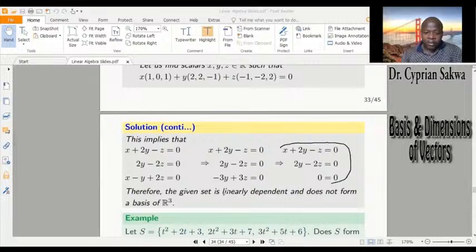So therefore, the given set is linearly dependent and does not form a basis of R3. It's linearly dependent because you can see from this last row, and if you don't know how to tell that, you can look at our video on solving systems of linear equations. If the last row gives us 0 equals 0, it means that the scalars x, y, and z exist, and that these x, y, and z are non-zero.